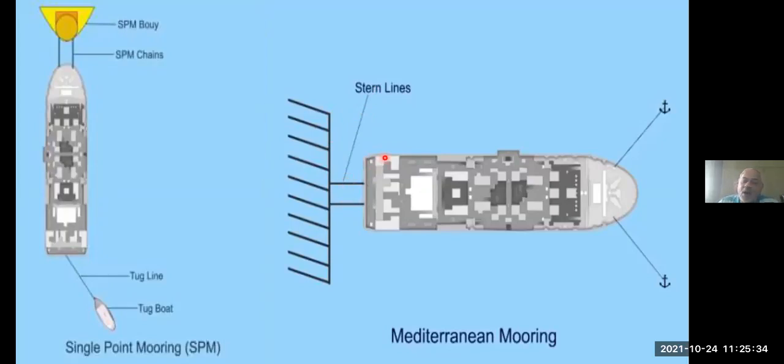There are no brace ropes, and there is no jetty on this side. Here also there is no jetty. On the forward part you put two anchors, one anchor here and one anchor here. Anchor means anchor to the seabed. So the ship's front is tied up with the anchors, and the ship's stern is tied up with only stern lines. So this is called Mediterranean mooring.